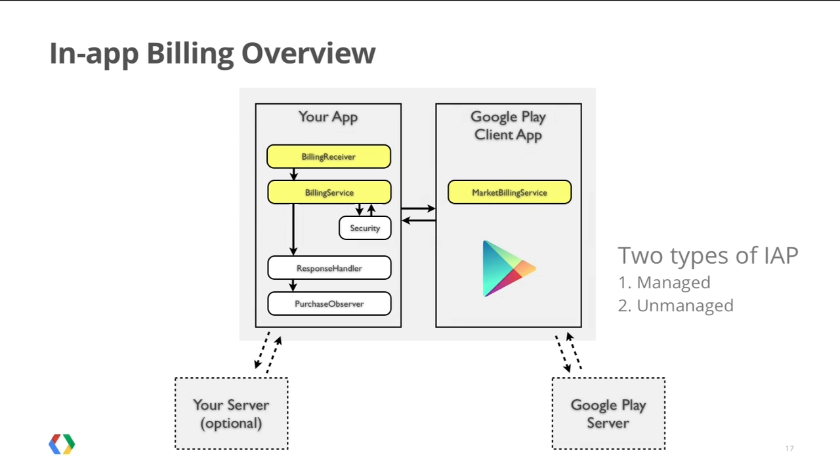And lastly, there are two types of in-app purchases, one which is managed, another which is unmanaged. Managed is very similar to when you buy an application, where the Google Play Store will actually keep track of those items that have been purchased. Unmanaged is where the Google Play Store will help you with the transaction flow, but lets you manage after that who has rights to what and so forth.